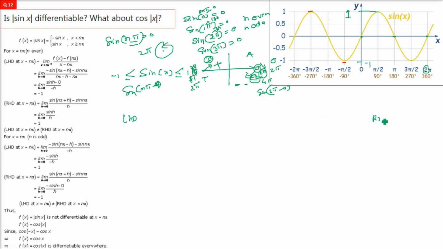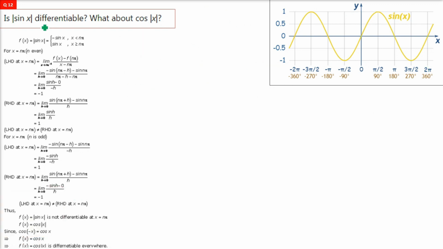Left hand derivative and right hand derivative, let us take the even. I will leave the odd one for you to go through, because after all you are the ones who are going to give the exam. So mod x is what? x if x is greater than or equal to 0, negative x if x is less than 0.